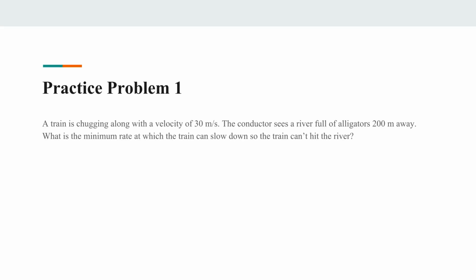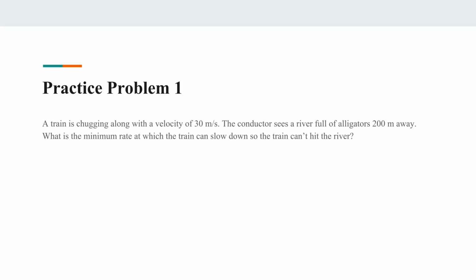So here's a practice problem. A train is chugging along with a velocity of 30 meters per second. The conductor sees a river full of alligators 200 meters away. So what is the minimum rate at which the train can slow down so the train can't hit the river?